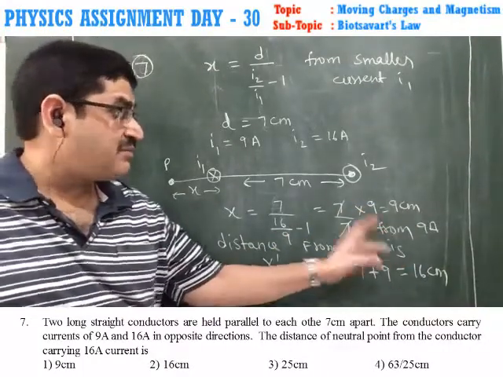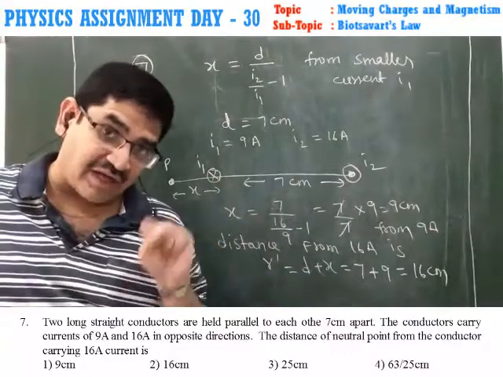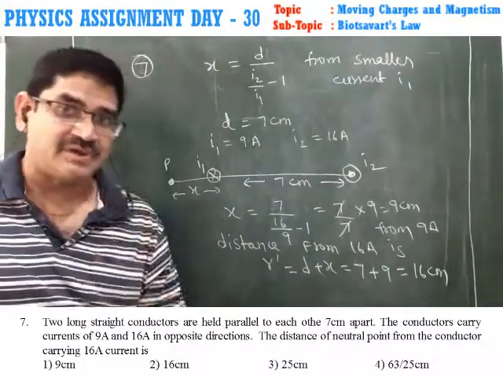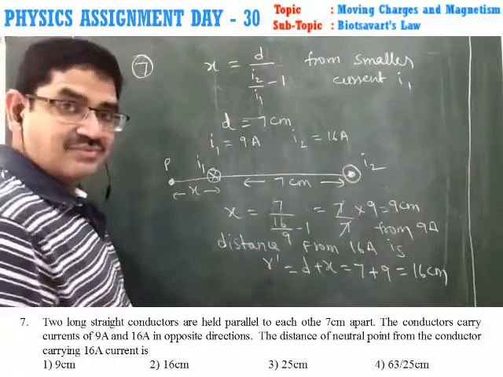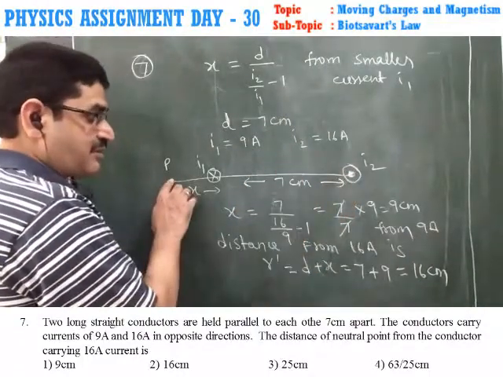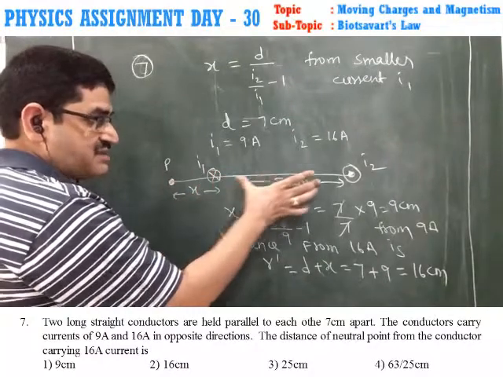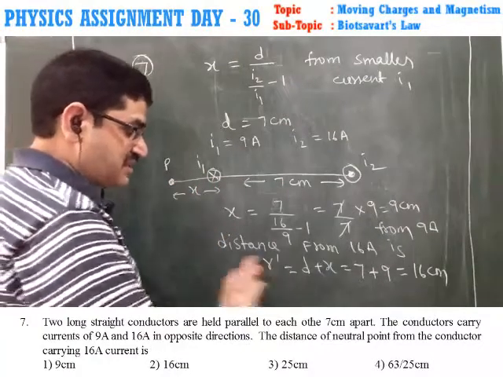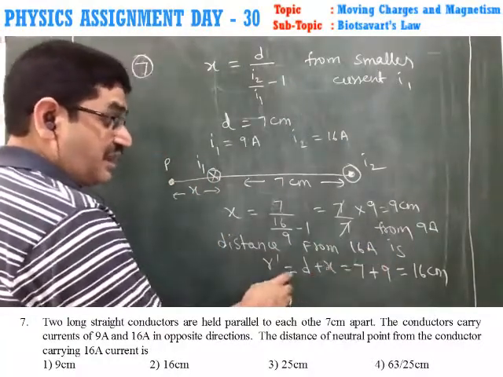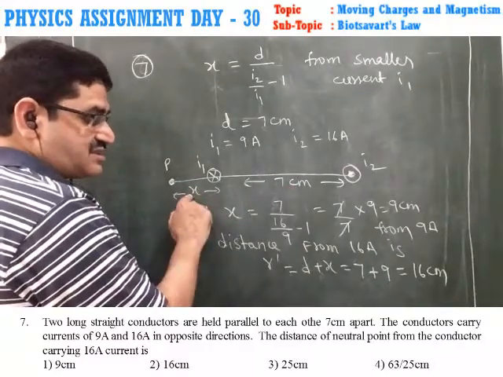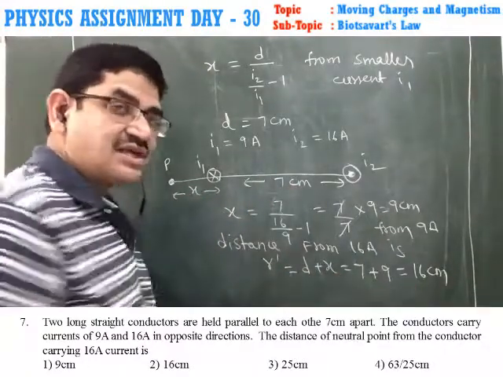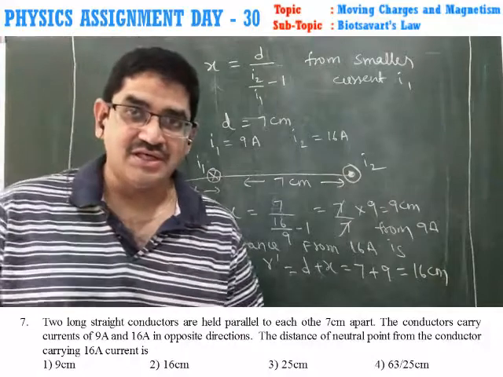Once you get 9 centimeters from the 9 ampere, he is not asking from the 9 ampere. He is asking from the 16 ampere. So from I2 he is asking: what will be the distance of the point P from I2? This 9 plus this 7. So what will be the total distance? Distance from the 16 ampere is D plus X. This is D, this is X. 7 plus 9, 16 centimeters. So the answer will be 16 centimeters.